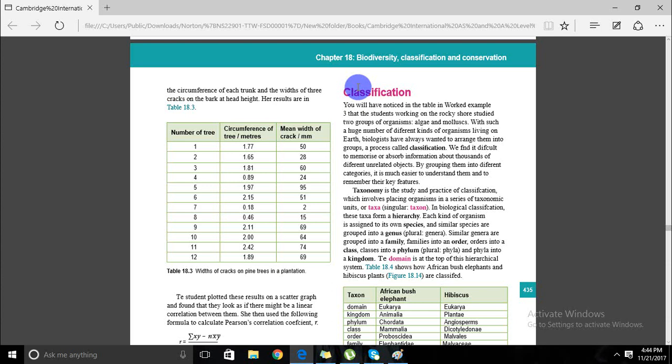So classification basically consists of something called a taxa or a taxonomic unit, and organisms are basically grouped or categorized into these taxonomic units, and these taxonomic units basically form something called a hierarchy. And there are a lot of different types of taxa.